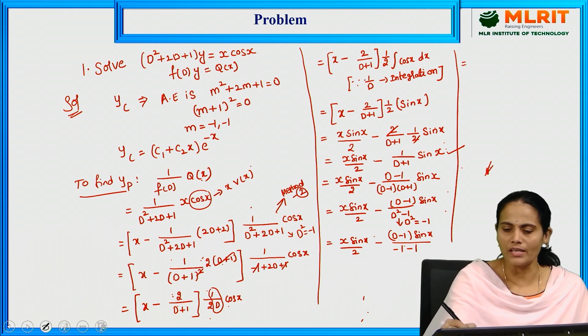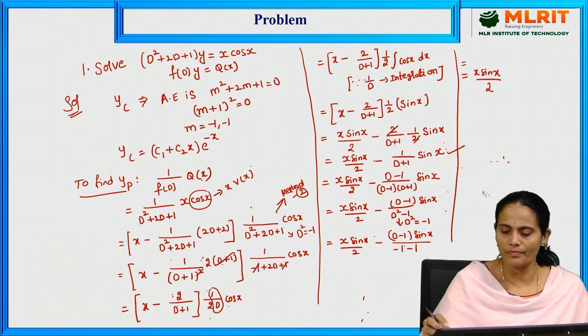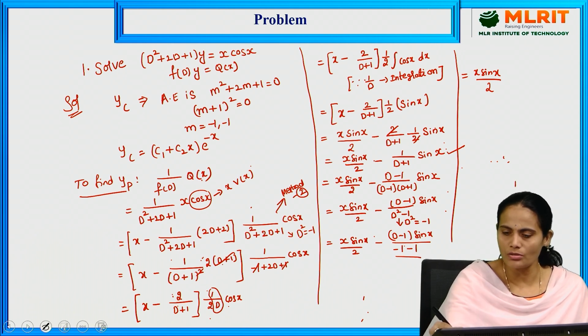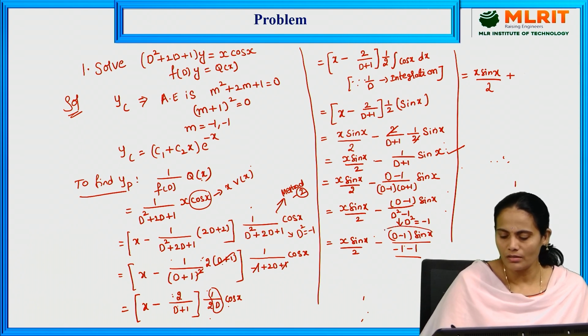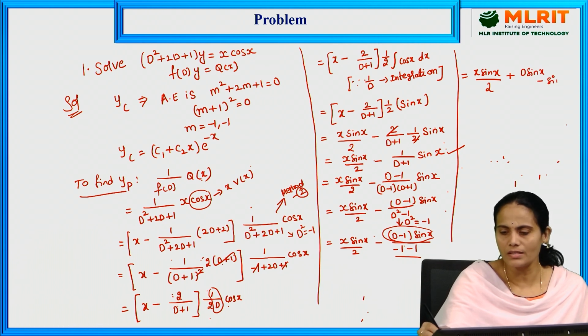x sin x by 2. So here the minus 1 is minus 2, and before we have one more minus. So this is plus. So then now multiply with each term, d sin x minus sin x.